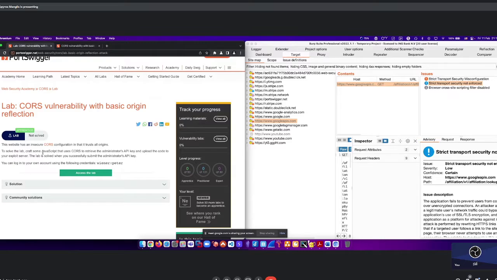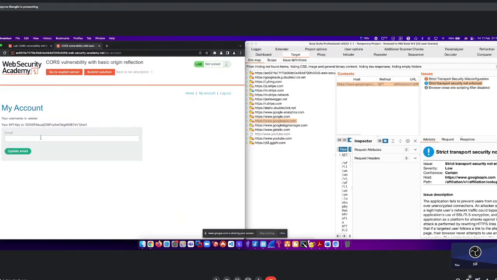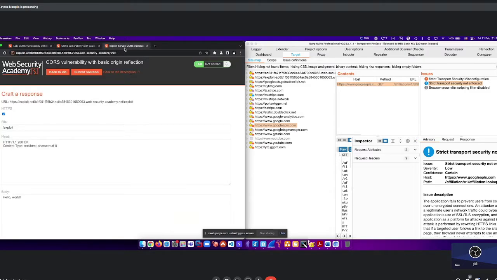To solve the lab, craft some JavaScript that uses CORS requests to retrieve the administrator API key and upload the code to your exploit server. The lab is solved when you successfully submit the administrator API key. You can log in, blah, blah, blah. Okay, so we have an exploit server here, and a submit solution button.